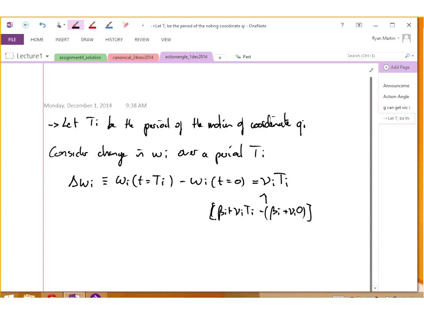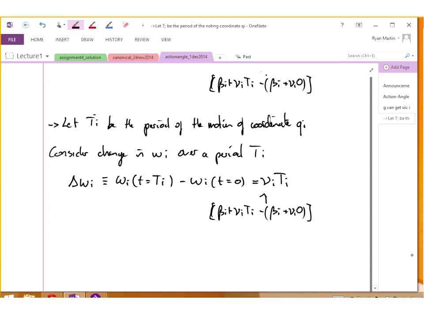So one way to write delta Wi is to say it's equal to nu I times capital Ti. That's the change in this sort of arbitrary looking variable Wi that we introduced. Now the other way to calculate delta Wi is to explicitly evaluate the change in Wi using all the definitions that we've introduced for the different variables.